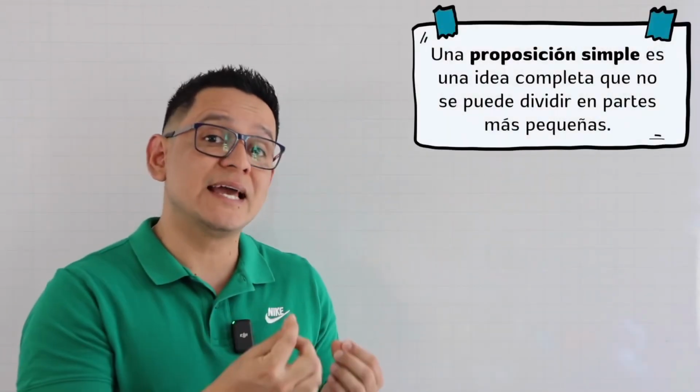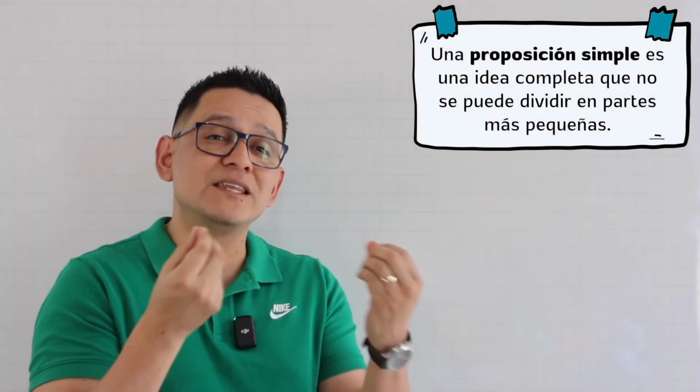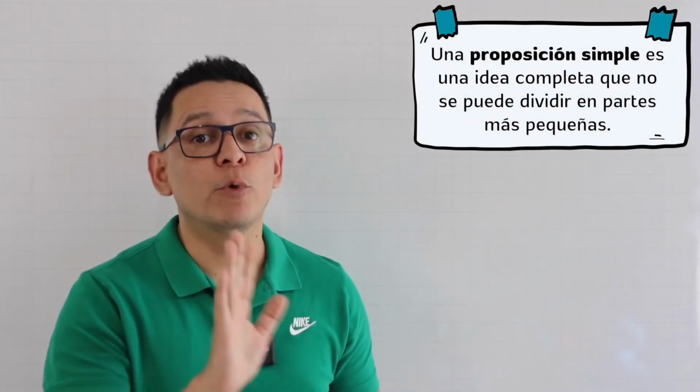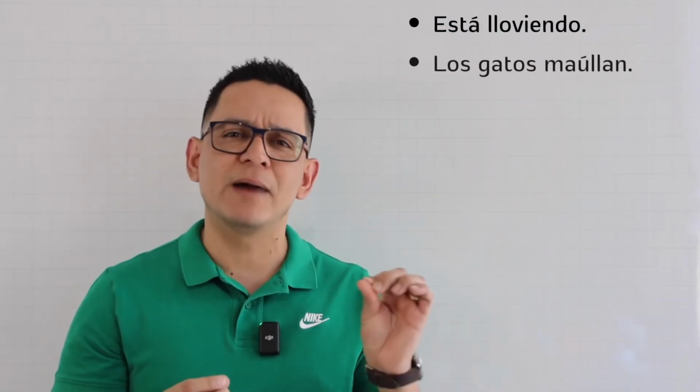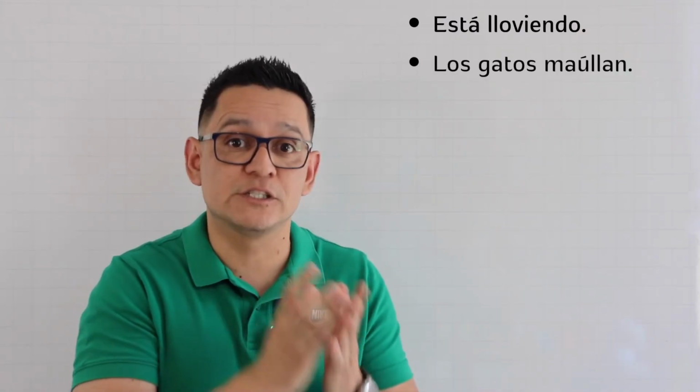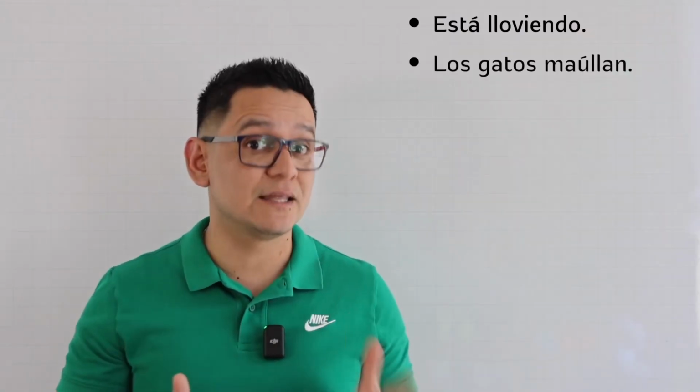It's simple. A simple proposition is a complete idea that can't be divided into smaller parts. For example, it's raining. This is a simple proposition. Or if I say, cats meow. This is a simple proposition, and in fact, it's true. So let's say its truth value is true.